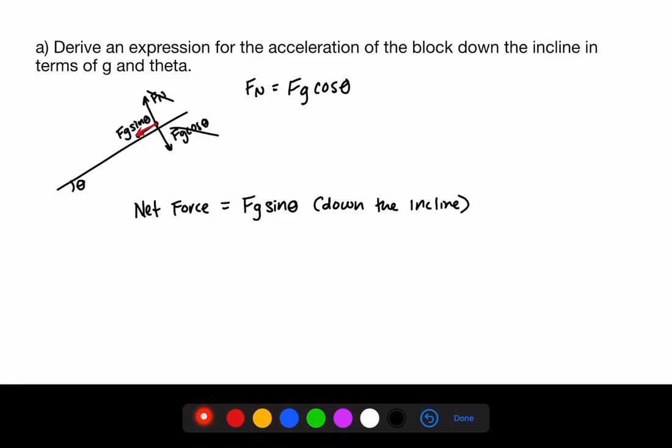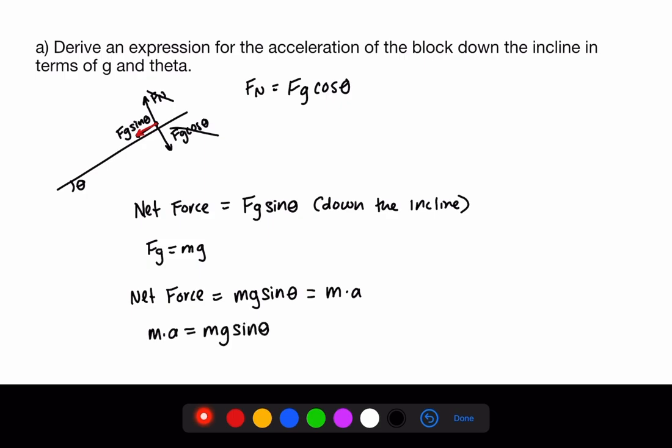Now, to actually calculate the value of Fg sine theta, we just have to remember that the force of gravity is equal to mg. So our net force equals mg sine theta, and net force also equals mass times acceleration. Let me rewrite this equation down here. To solve for our acceleration, we're just going to need to divide both sides by m, and we get that acceleration equals g times the sine of theta.